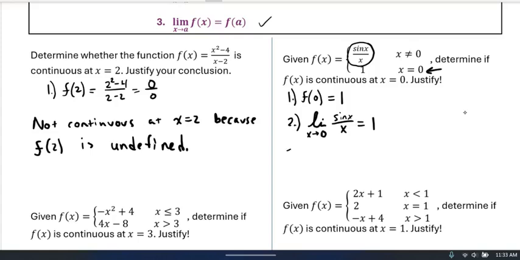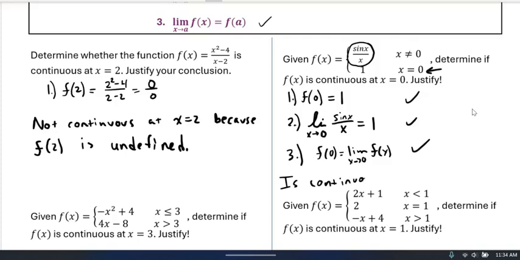And so in number 3, we want to make sure that these two match. We can see, yes, they in fact are both 1. f of 0 is equal to the limit as x goes to 0 of f of x. So all three are satisfied. So we say it is continuous at x equals 0. That's the proof as long as you have all three.